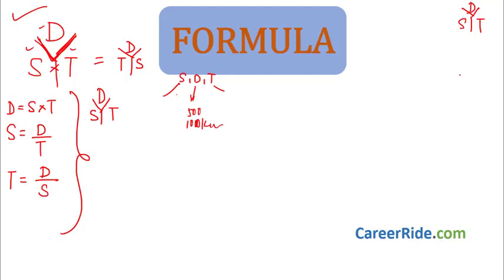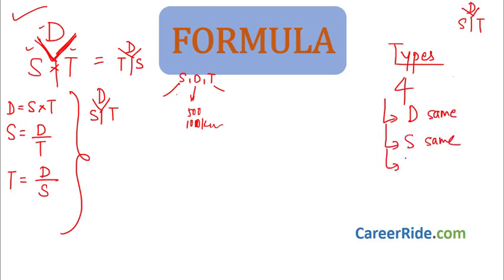Now after the formula, let us move to the types of sums which are asked in the speed, distance and time category. Okay, there are generally 4 types of sums. Which is the first category? Distance is same. Second category, speed is same. Third category, time is same. Now for these 3 categories, no one will directly give that the distance is same or the speed is same or time is same.